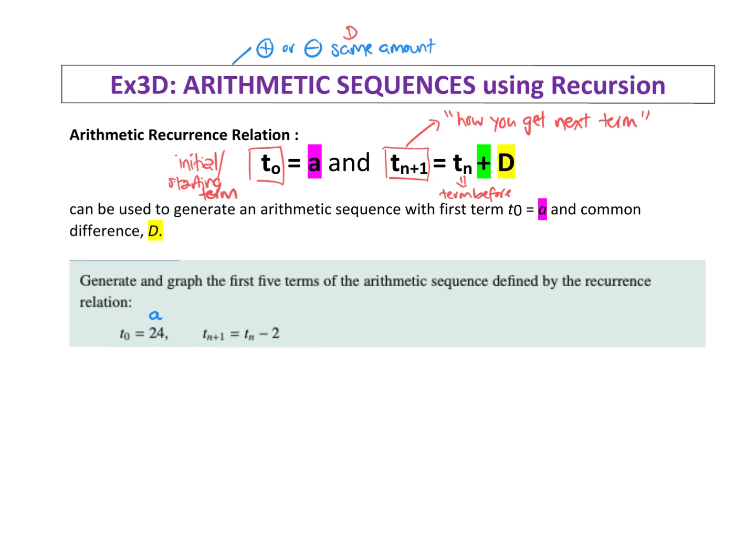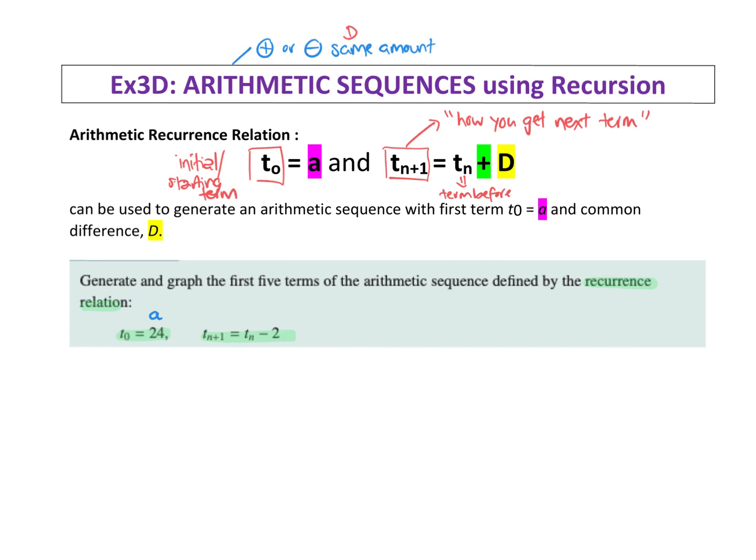So down here it says generate and graph the first 5 terms of the arithmetic sequence defined by the recurrence relation. So just so you're getting used to this, when you see recurrence relation, that's because they've written it like this, the T0, and they've written it in that language. That's what a recurrence relation is when they write it out like that. So they want me to write the first 5 terms of the sequence. And it's very important, in year 12, they'll say, write out the first 5 terms using the recurrence relation.